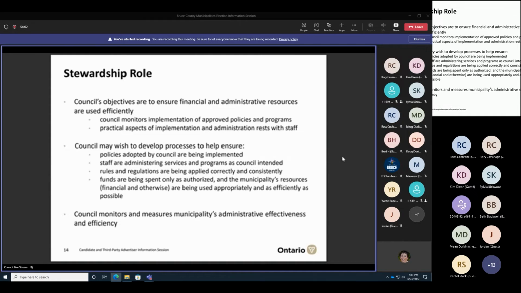Council is freer to deal with exceptional situations, ensure that policies are current, and listen to issues raised by the public to represent the broader community interest. So before council can monitor and measure the municipality's administrative effectiveness and efficiency, it may wish to become familiar with policies that are currently in place. With input from municipal staff, council can determine whether the policies are functioning well or if changes are necessary.